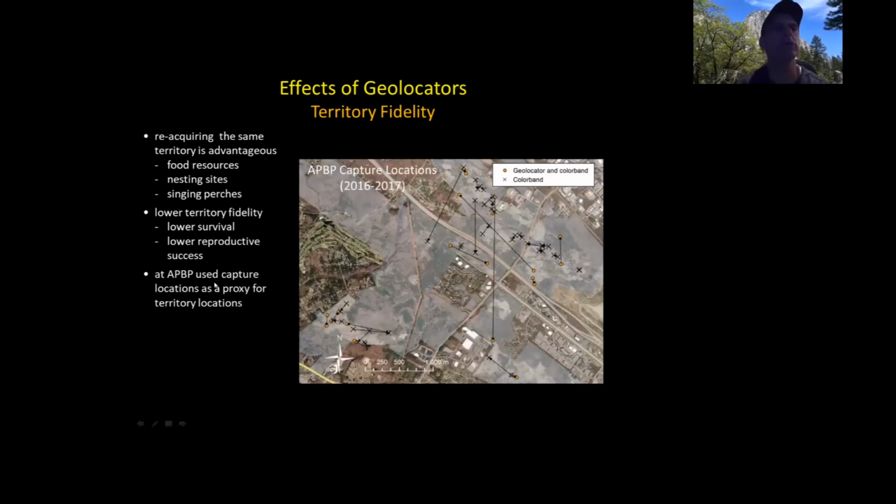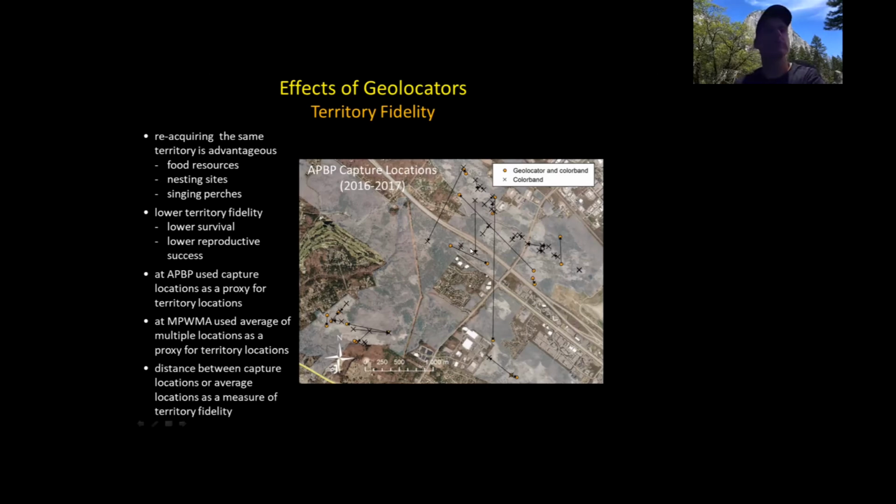At the Pine Bush, we used capture locations as a proxy for territory locations. Remember, I said we GPS'd the locations in 2016 and 2017 where we captured the birds. At Montague, they recorded multiple locations of birds each year. So for Montague, we used the average of the multiple locations as a proxy for territory locations. And then we used the distance between these territory locations as a measure of territory fidelity.